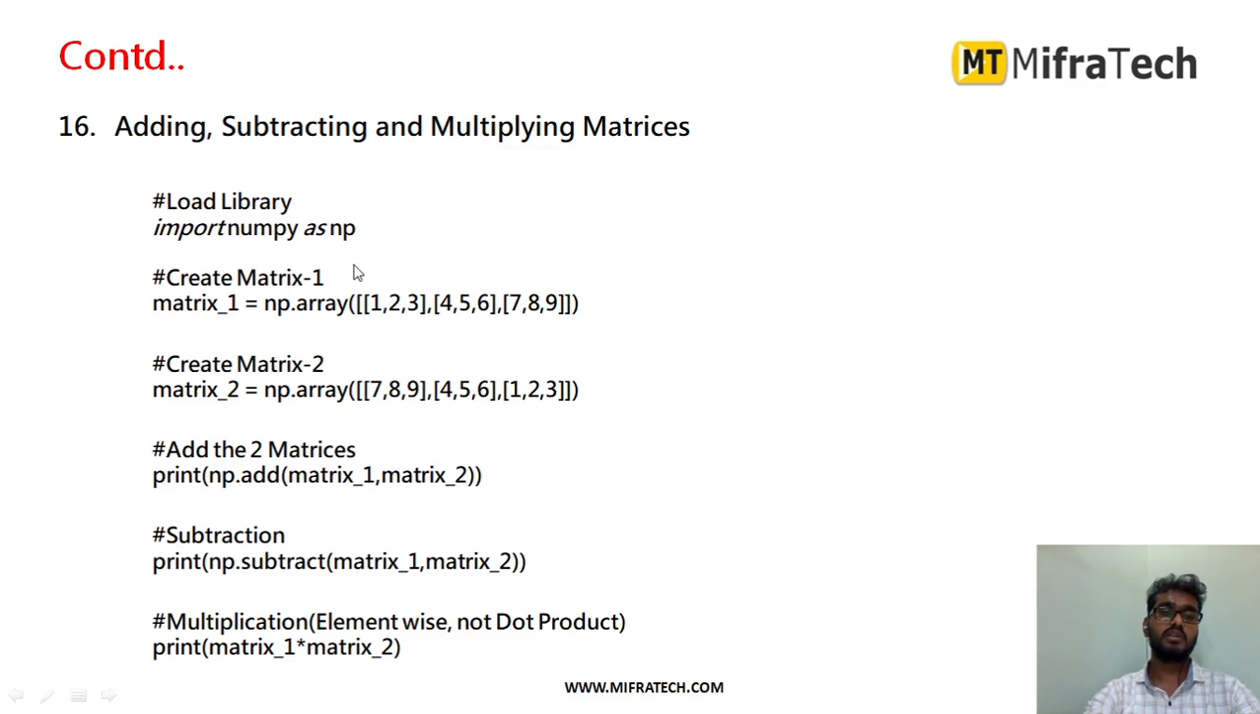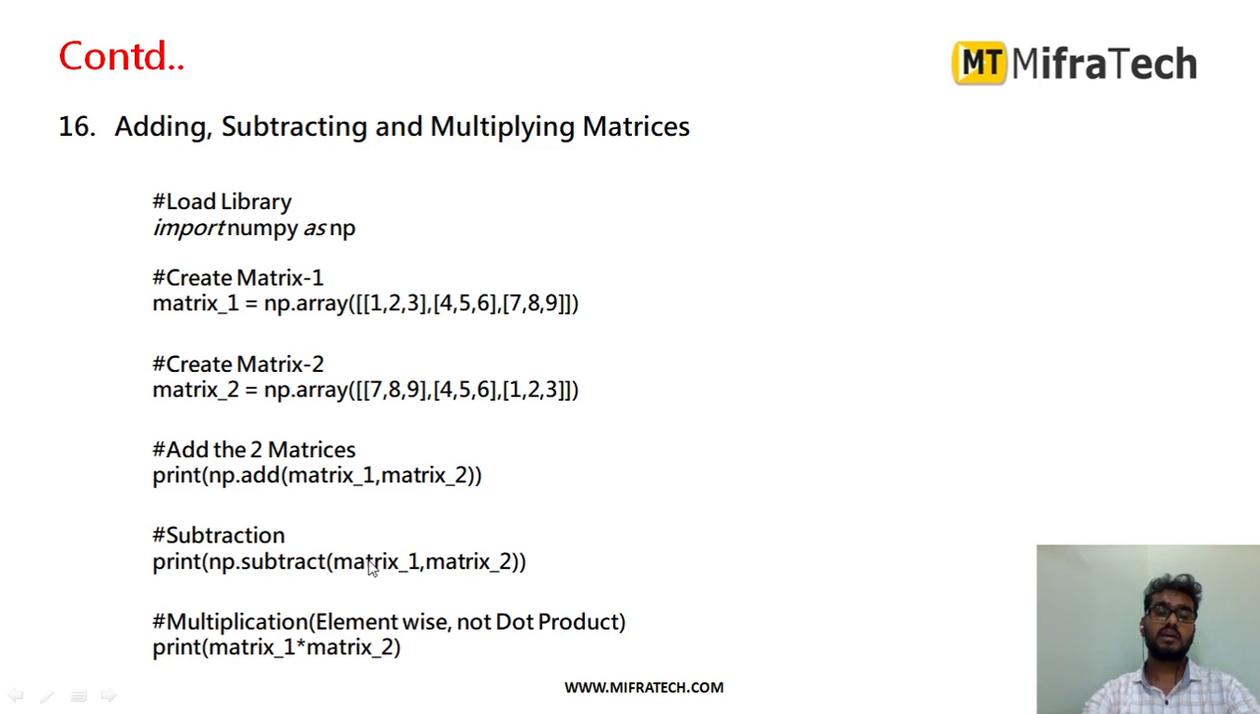First we'll import the library. Let's create two matrices. With np.array I have created a 3 cross 3 matrix as matrix 1, and one more, matrix 2. After creating these two matrices, how do we add them? It is very simple, just use np.add, passing the two matrices we have to add, matrix 1 comma matrix 2. If I print the output, what I get is the addition of these two matrices. So just np.add, by passing the parameters, I can get the addition of two matrices.